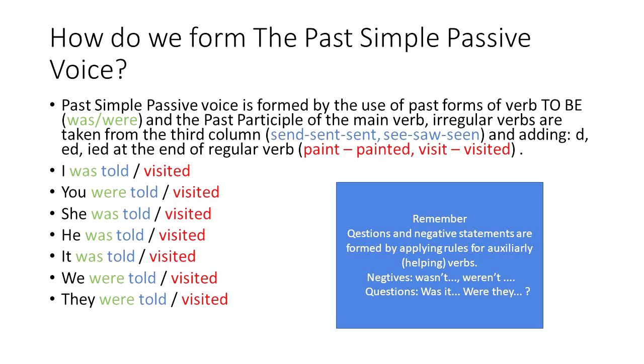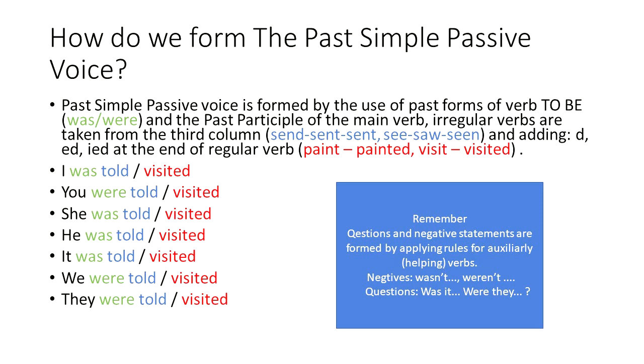Now, let's look at the example. I was told some bad news yesterday. I was visited by a friend yesterday. You were told some bad news, or you were visited. She was told good news yesterday, or she was visited. So we see how we form the past simple passive voice.